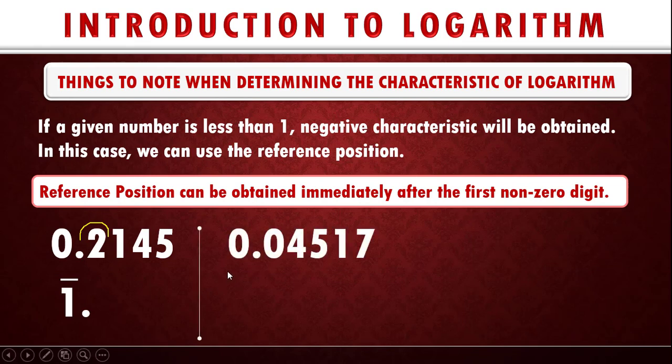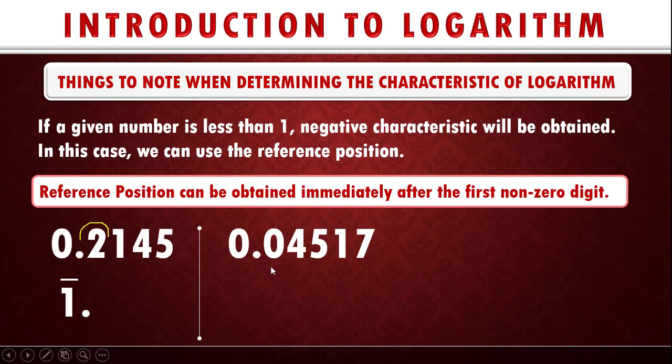In this question, we have 0.04517. We are asked to find the log of this number. So the very first thing you ask yourself is, is this number greater than 1 or less than 1? Well, you can see 0.0, that means the number is less than 1. So in this scenario, make use of the reference position.